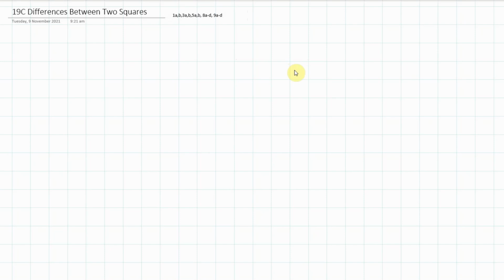Hey and welcome team. We are looking at the difference between two squares today, and this is going to be a very important piece of the puzzle as you go into IG. We will use this frequently.